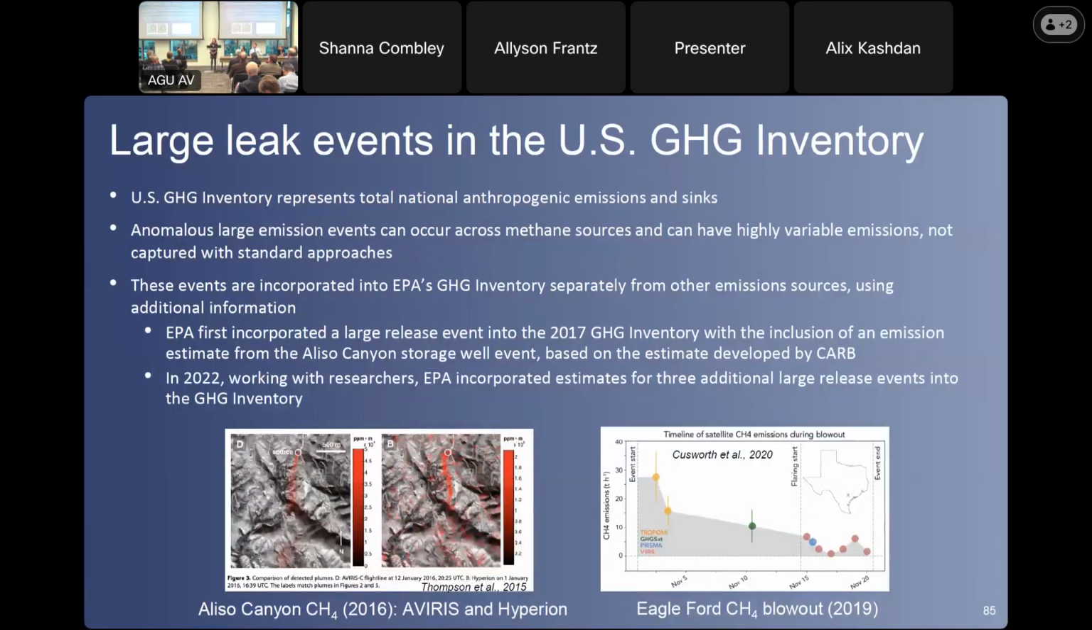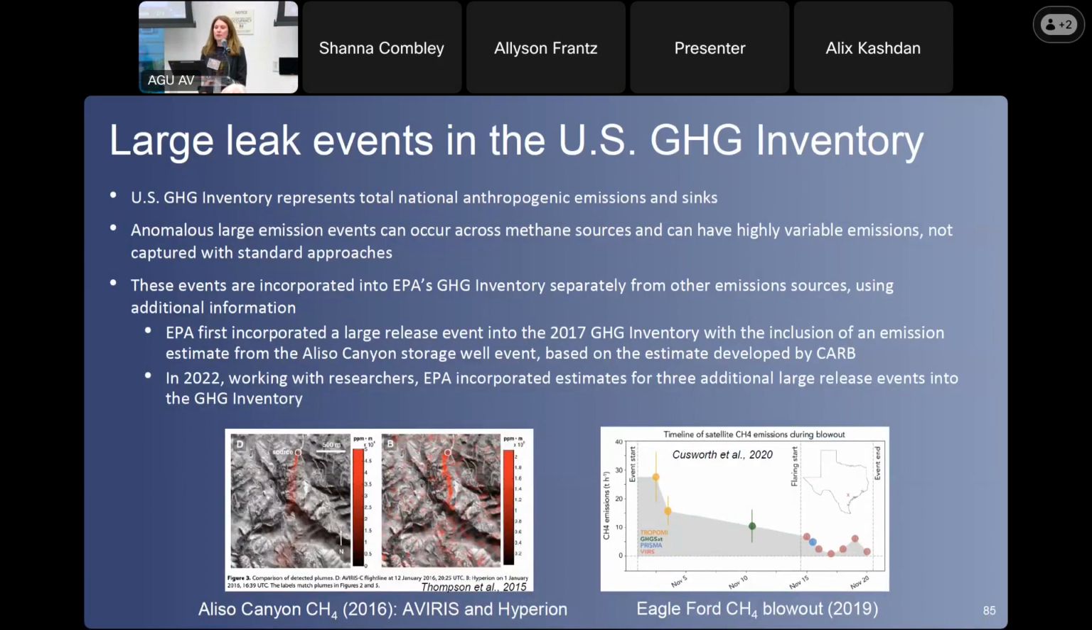Next slide, please. So the inventory, as Aaron and Kenna walked through, represents national total anthropogenic emissions and sinks. There are anomalous large events that can occur across different methane sources and can have highly variable emissions that wouldn't necessarily be captured with our standard approaches to develop the national level greenhouse gas inventory.